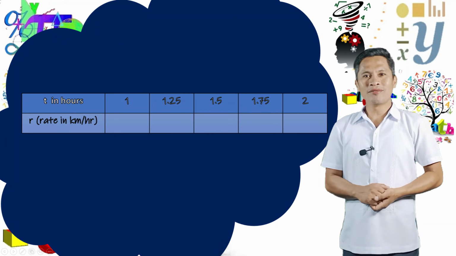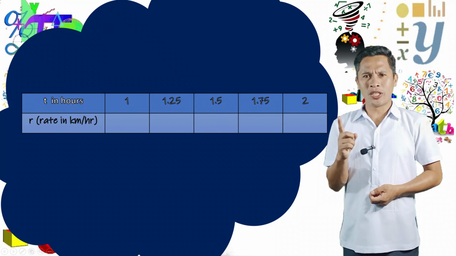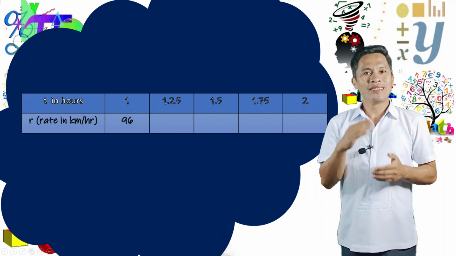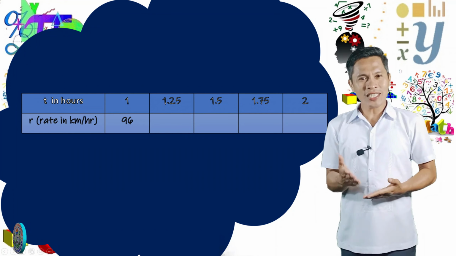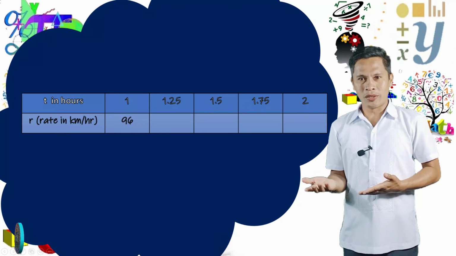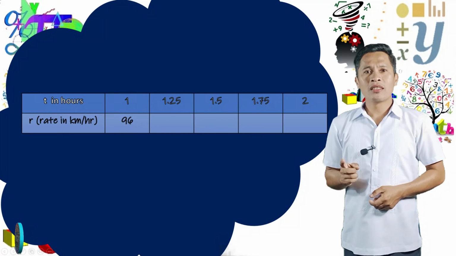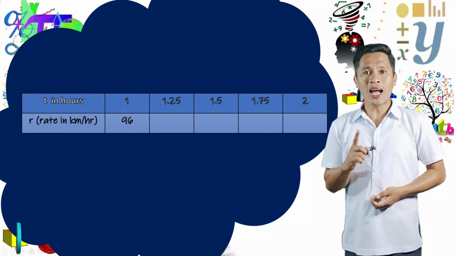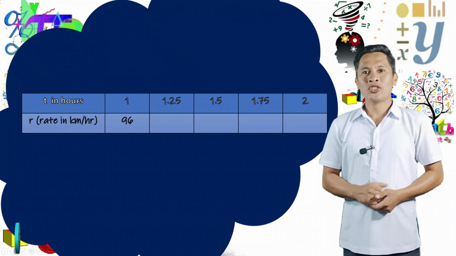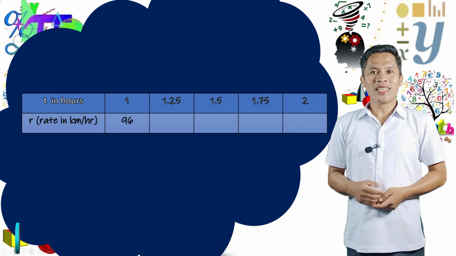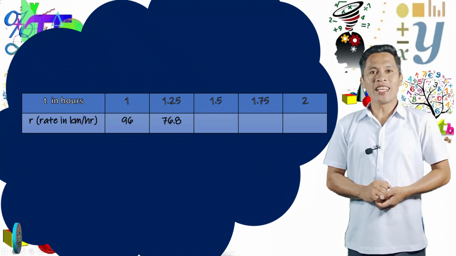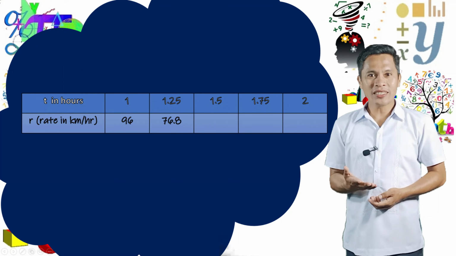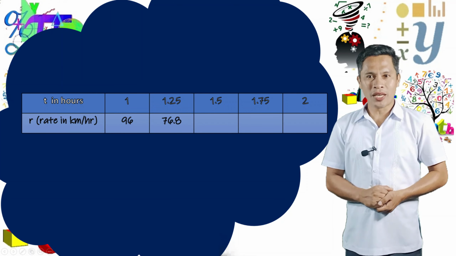Let's have the answer. If you travel 1 hour, your rate in kilometers per hour is 96. If your time of travel is 1 and 25/100 hours or 1 hour and 15 minutes, your rate in kilometers per hour is 76 and 8/10 kilometers per hour.